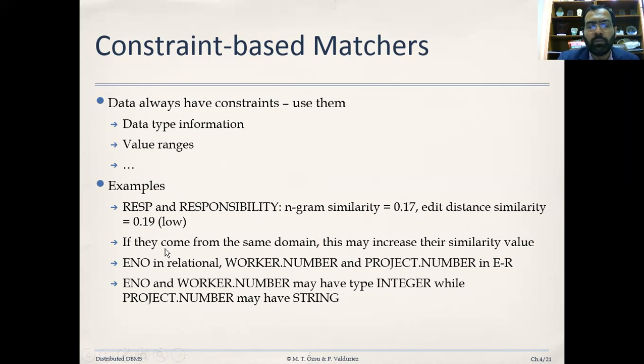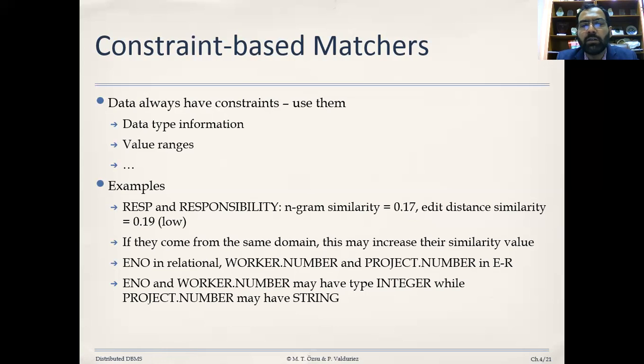So ENO, employee number, in the relational model, you can say, might be represented as worker dot number and project dot number in the ER. So in a relational model, in a relation, it is represented as worker dot number, and in the project, it is represented in the ER as project dot number. So both are representing number, but in a different manner. When I say ER, it means entity relationship model, and when I say relation, it means in the schema, in the relation schema representation.